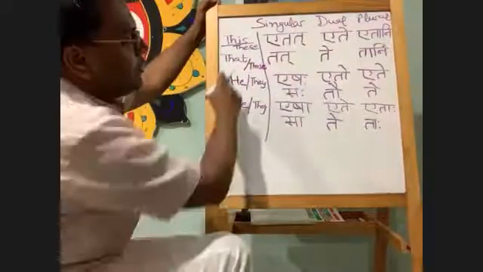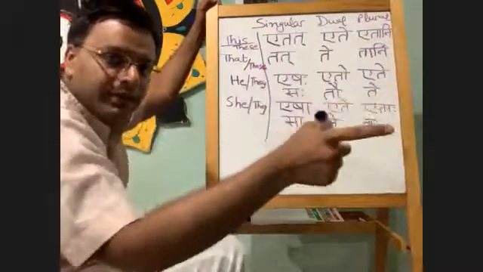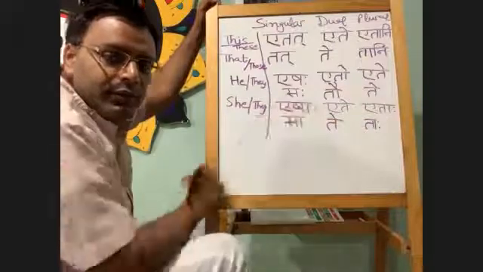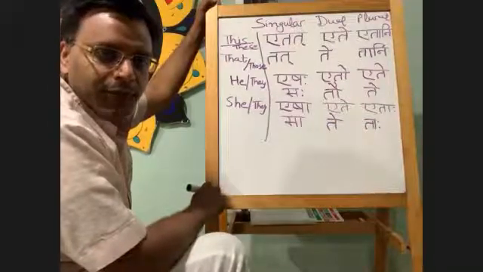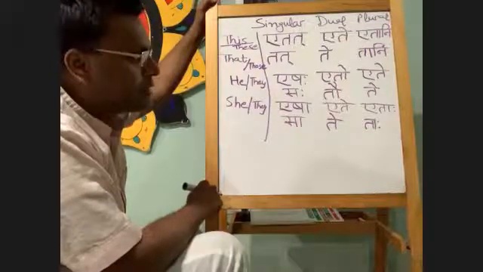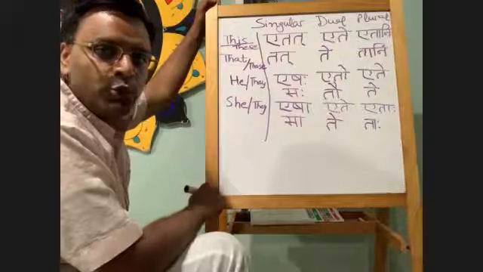Okay. So when you are addressing one object, like you indicate one object, that flower: tat pushpam. And if you address multiple flowers: tani pushpani. So those flowers.